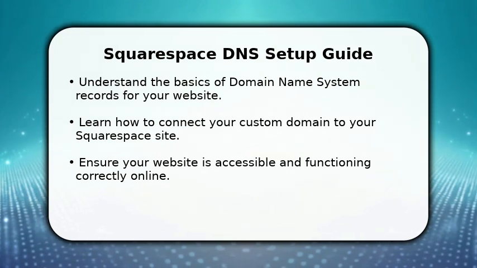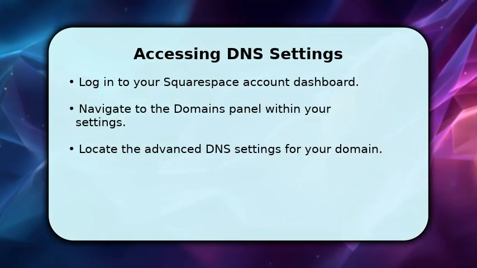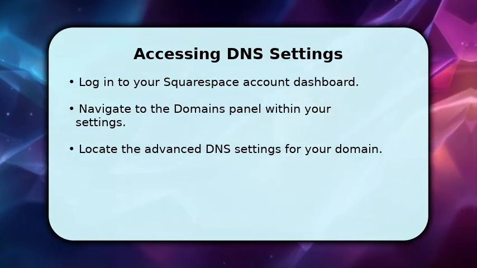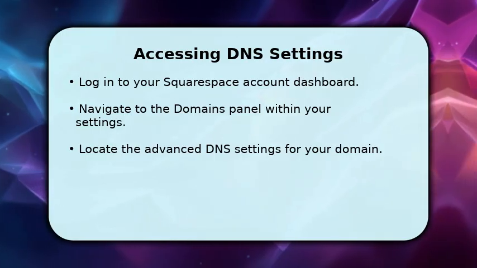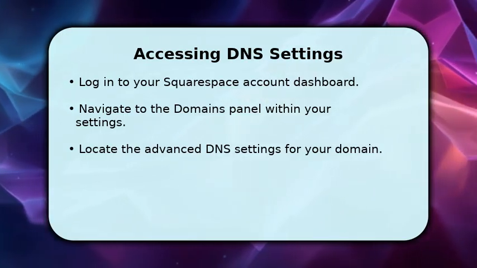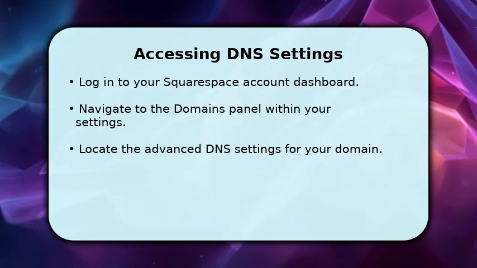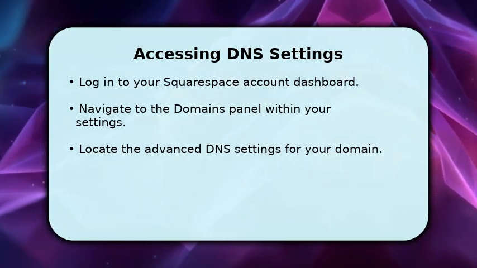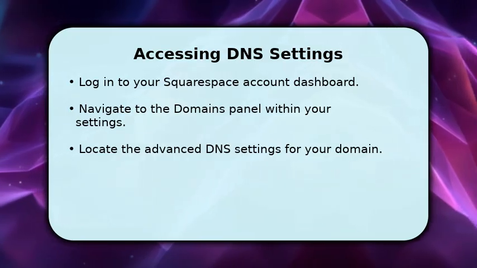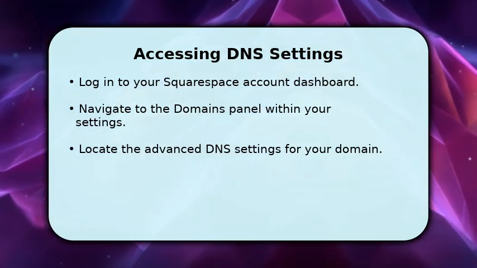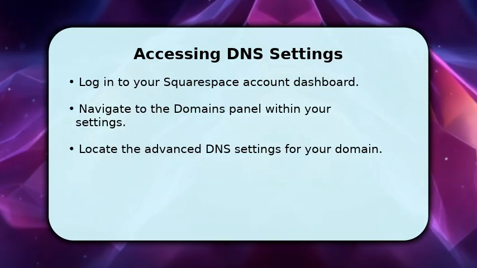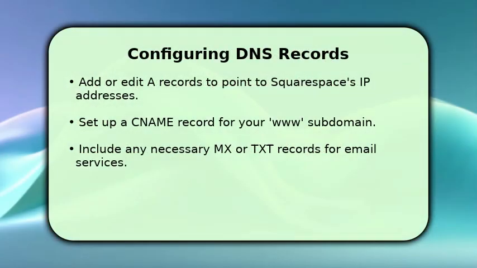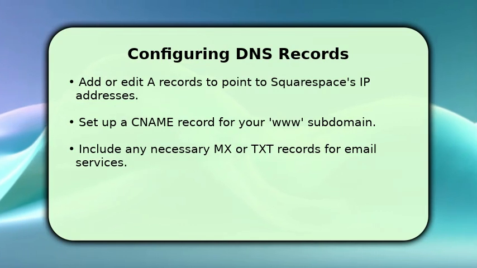Let's get started. First, you will need to log into your Squarespace account. Once inside, head over to the Settings menu, then select Domains. Here, you will see a list of your connected domains. Choose the domain you wish to configure. Within that domain's options, look for Advanced Settings or DNS Settings. This is where you will manage all the necessary records to point your domain correctly to your Squarespace site. It's a straightforward process. Now, let's configure the actual DNS records.